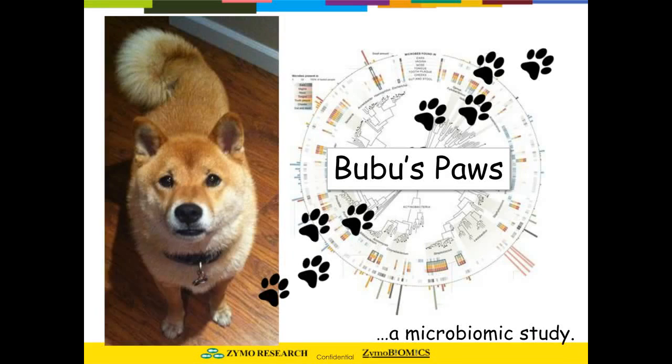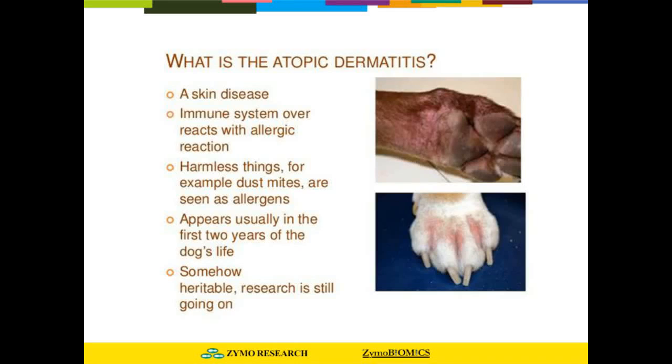So in the end, I would like to finish my presentation with a real story from Boo Boo. Boo Boo is a pet that belongs to my colleague Mark. One day, Boo Boo was diagnosed with the so-called atopic dermatitis on one of his paws. Basically, it's a skin disease assumed to be caused by an allergic reaction.